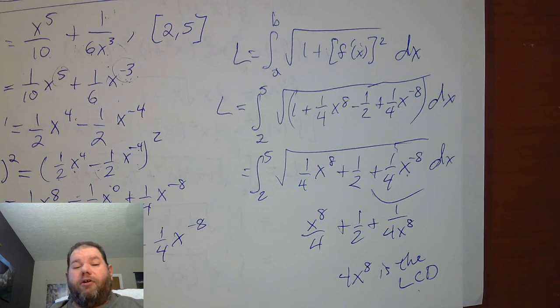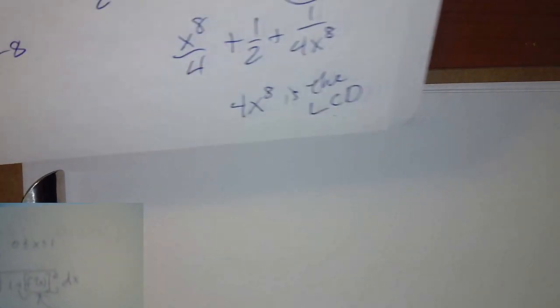So we want to get all three fractions with 4x to the 8th on the bottom.